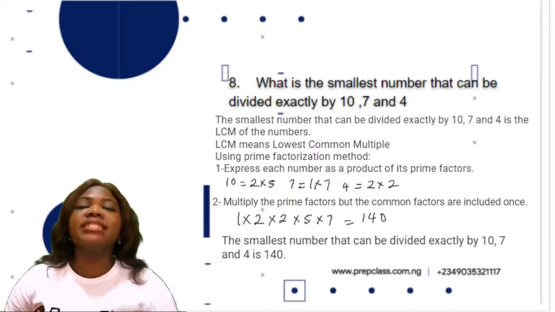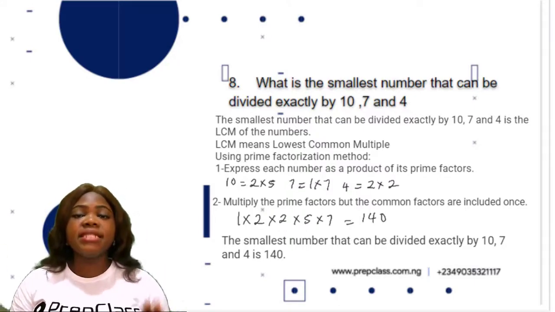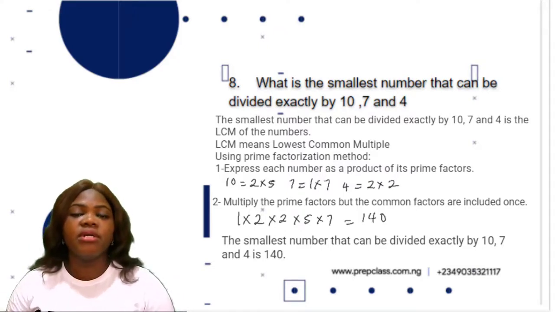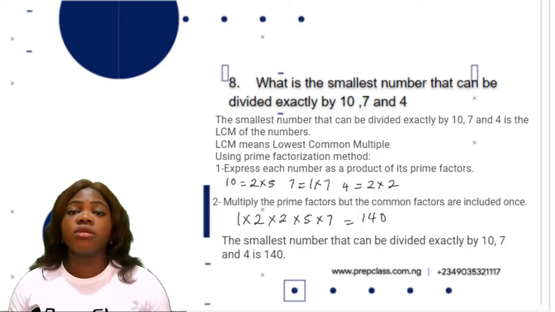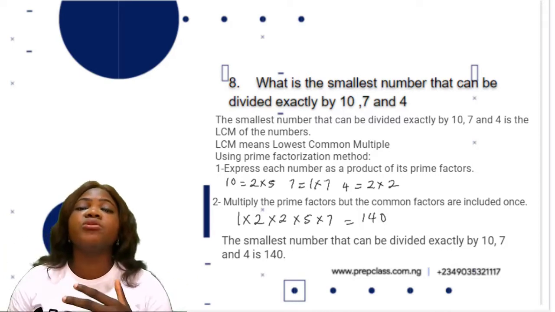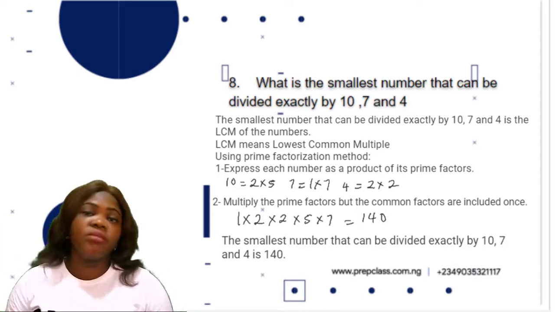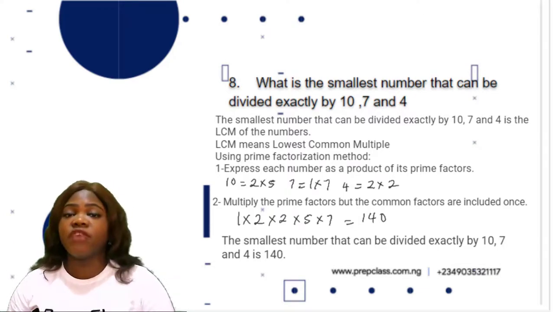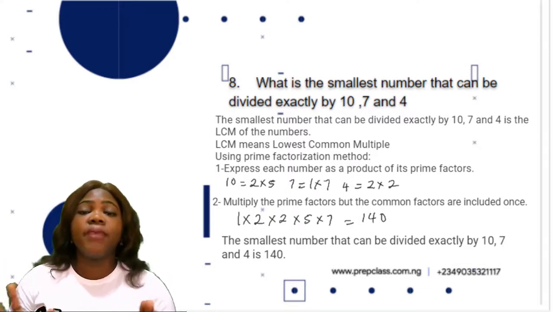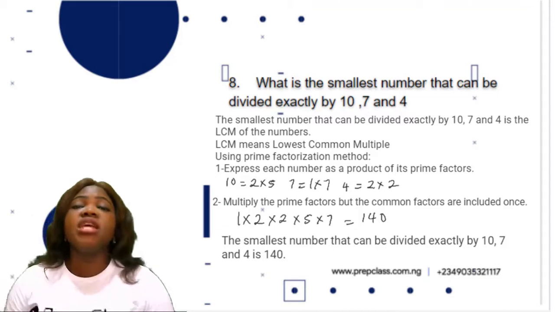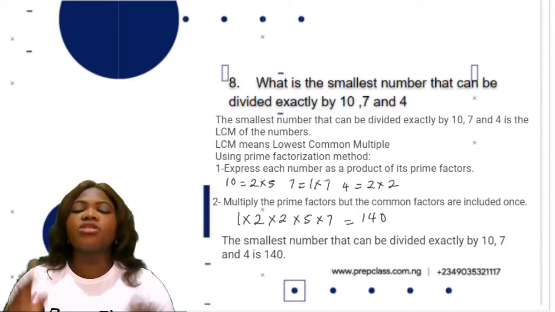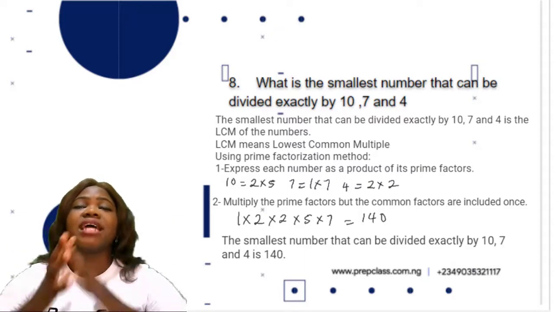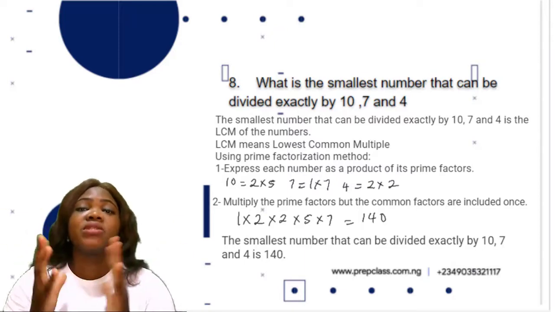So first of all, what is LCM? LCM means lowest common multiple. There are different methods of finding the lowest common multiple of numbers, such as the listing multiples method and the prime factorization method. In this video, I'll be using the prime factorization method. The first step is to express each number as a product of its prime factors. So what are prime factors? Prime factors are the prime numbers that can be multiplied together to get a number.